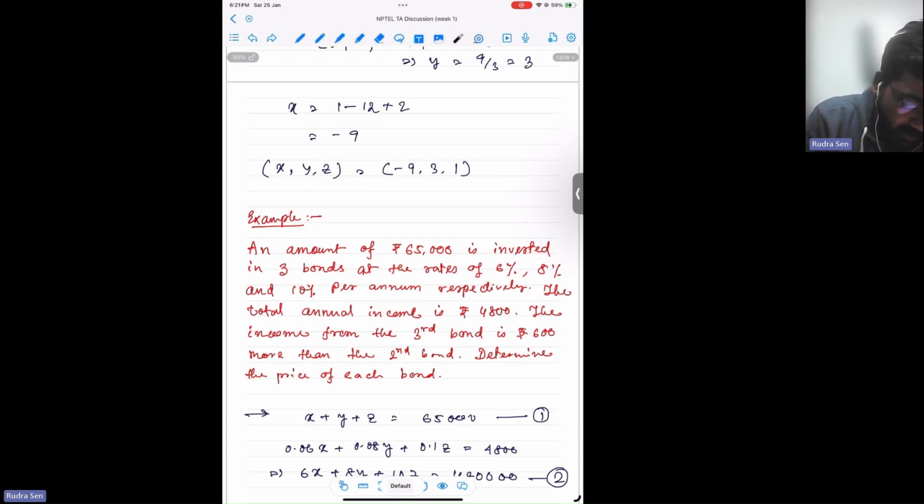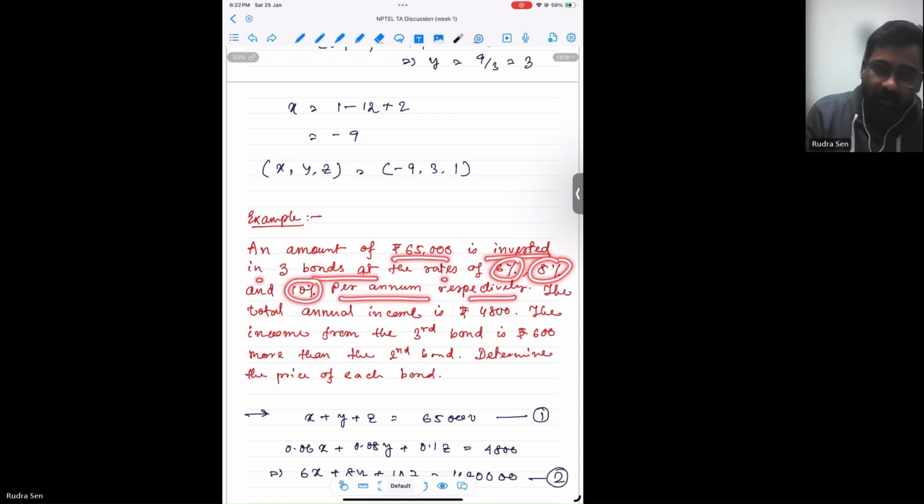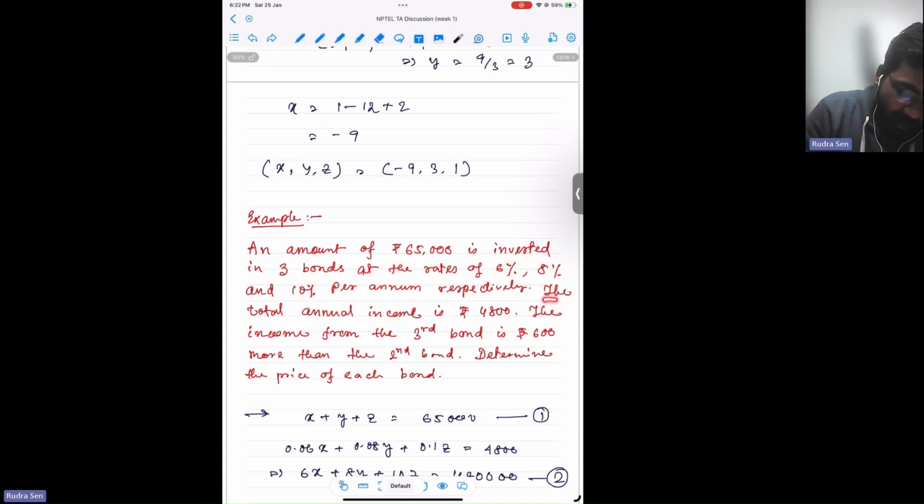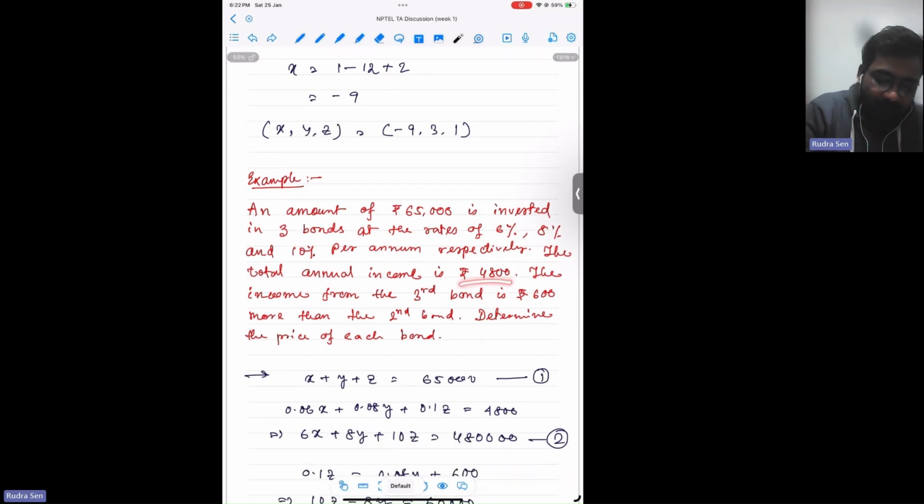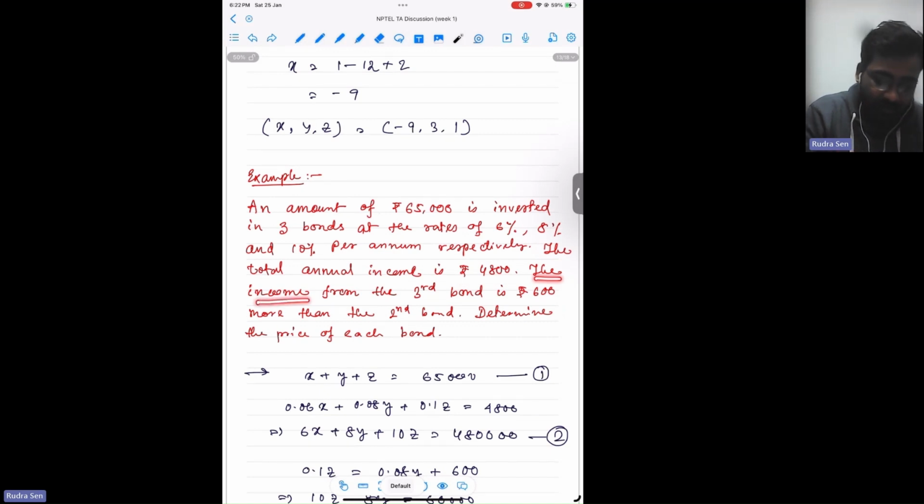So here it says that an amount of 65,000 is invested in three bonds at a rate of 6%, 8%, and 10% per annum respectively. Okay. So the total annual income is 4,800. Total annual income means that the interest that comes annually is 4,800. The next statement says the income from the third bond is 600 more than the second bond. So determine the price of each bond.